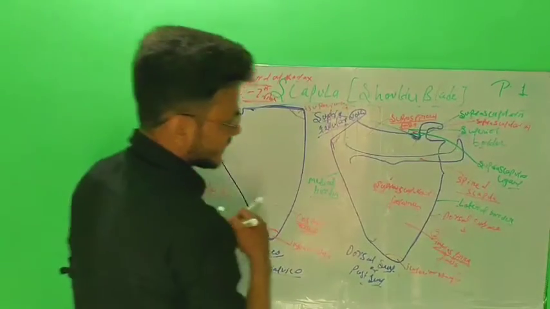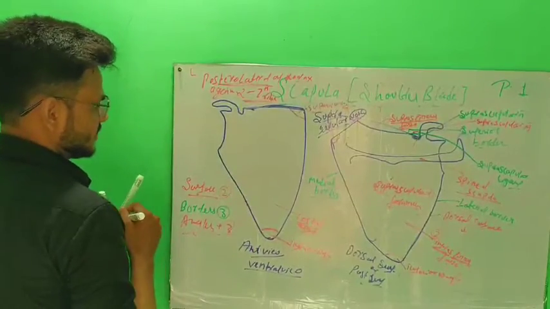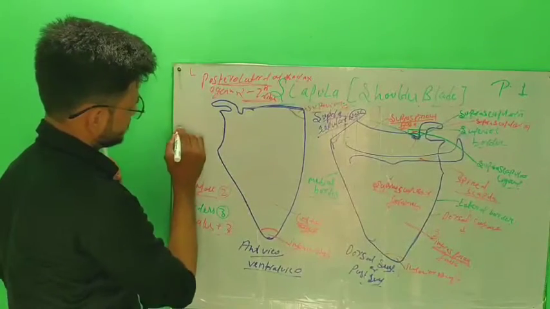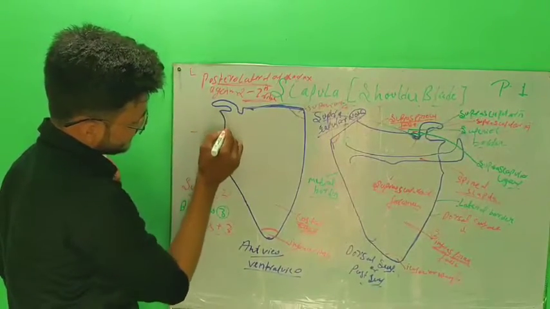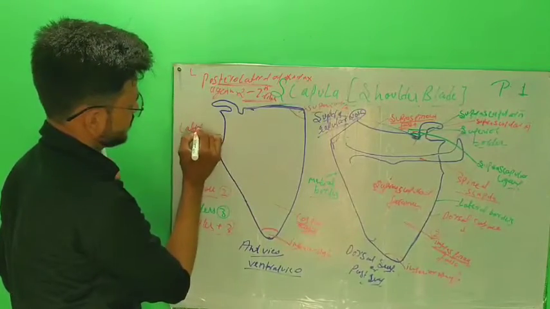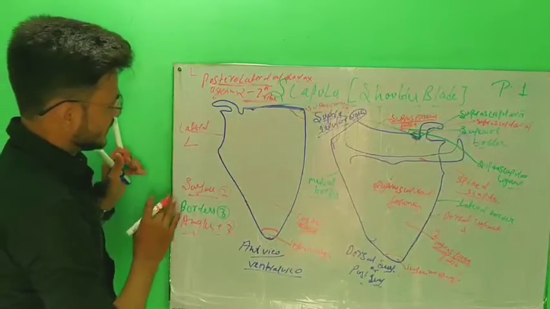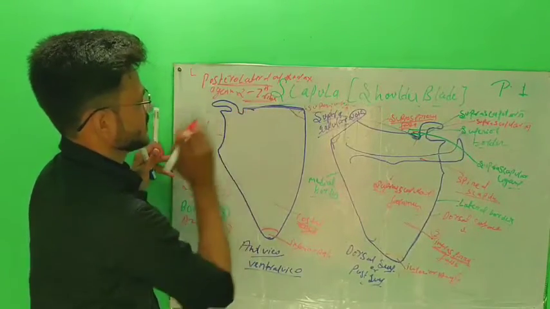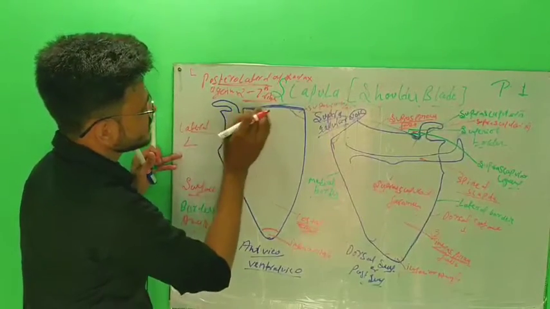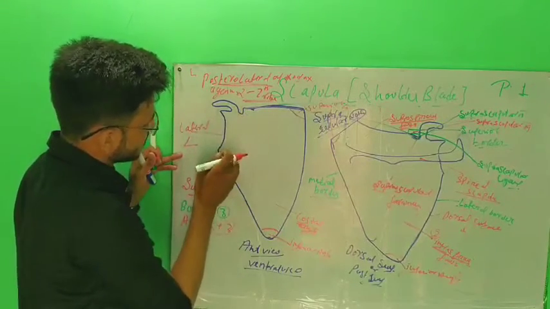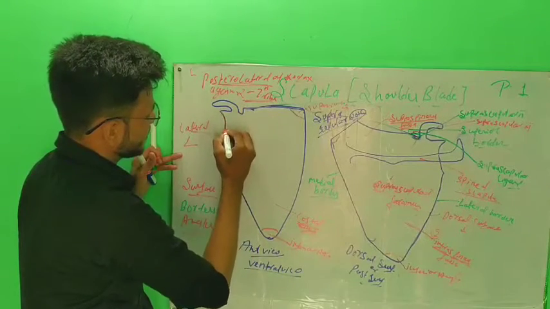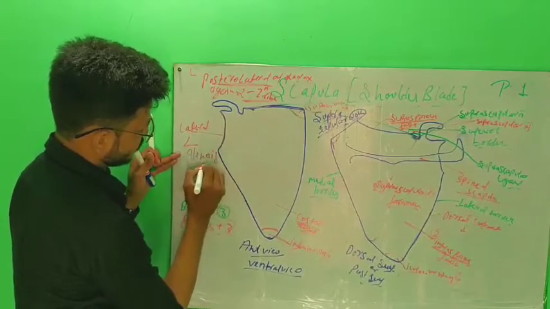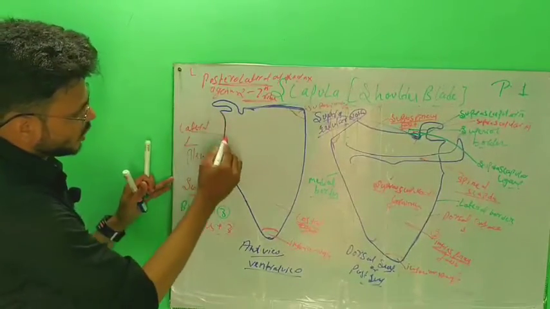Now one angle is also left. This angle is the lateral angle. Lateral angle is formed by the lateral border and the superior border. These borders communicate and form the lateral angle. This lateral angle is also called the glenoid angle.